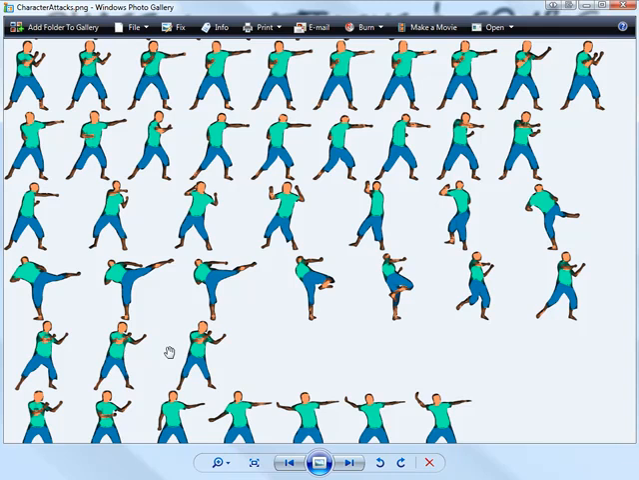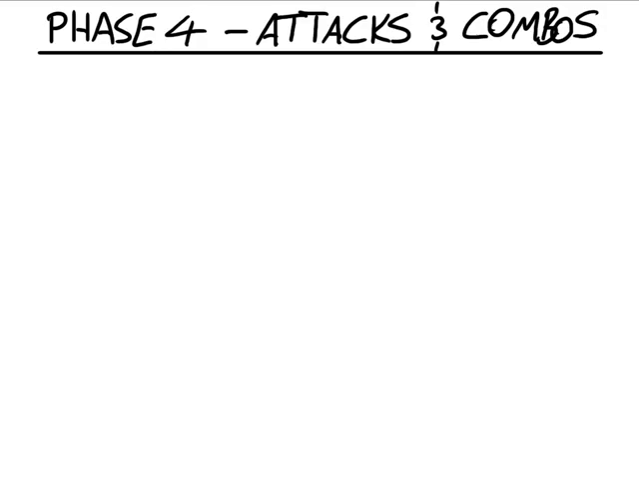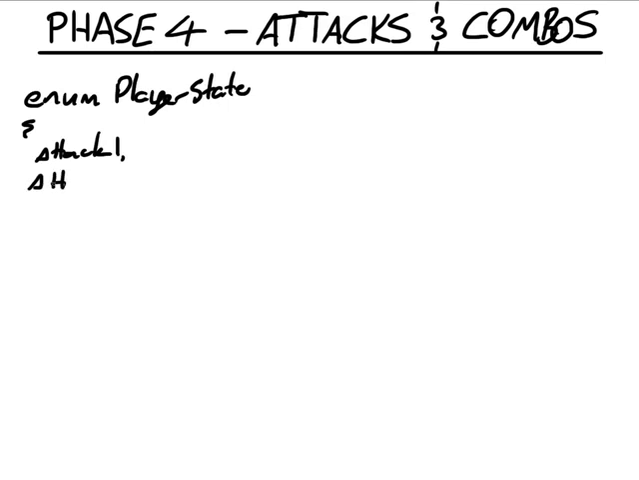So to make this happen, the first thing we're going to need to do in our player class is set ourselves up with some extra enums for player state. So enum player state. We're going to add in attack 1, attack 2, and attack 3. And finish that one there off.